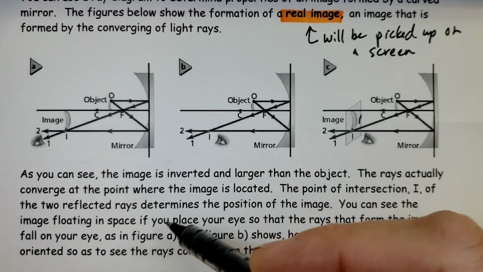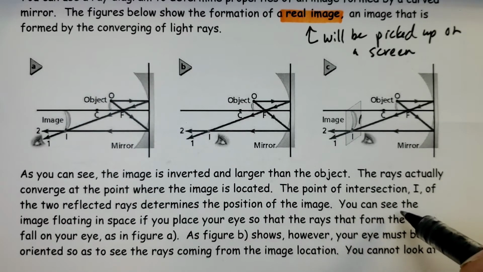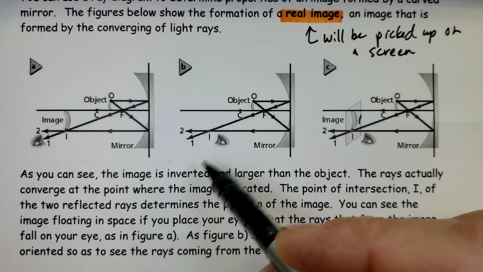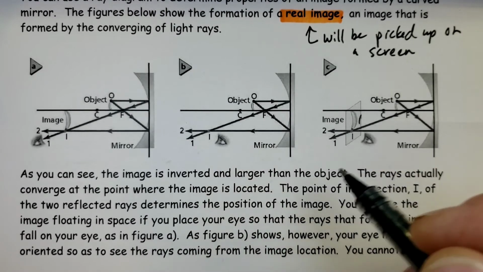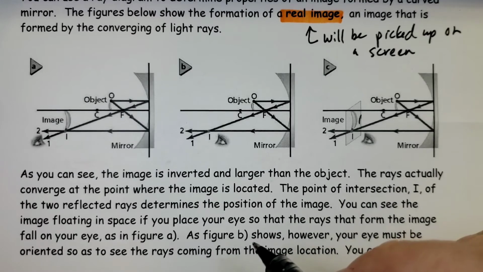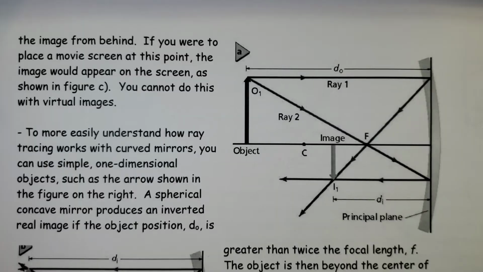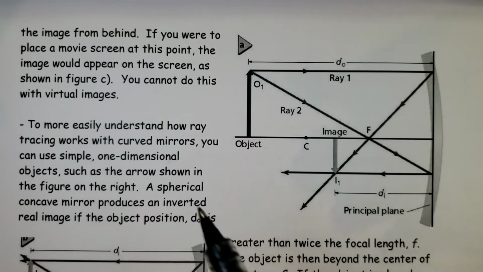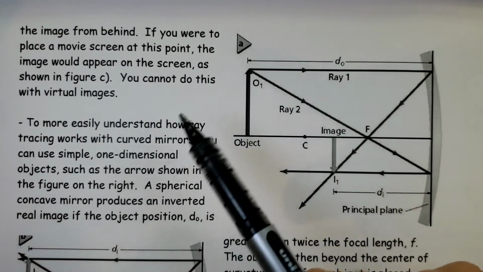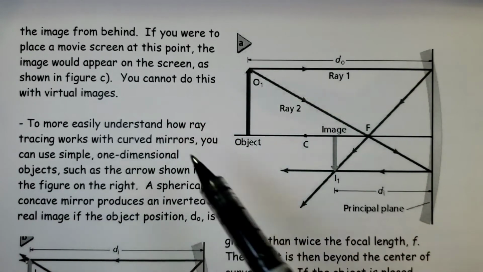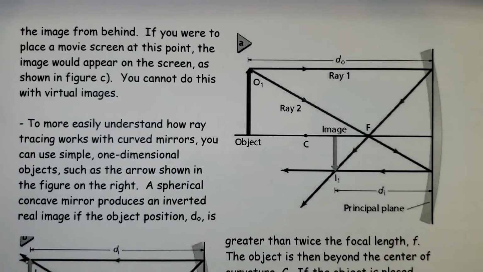You can see the image floating in space if you place your eye so that the rays that form the image fall on your eye, as in figure A. As figure B shows, however, your eye must be orientated so as to see the rays coming from the image location. You cannot look at the image from behind. If you were to place a movie screen at this point, the image would appear on the screen as shown in figure C. You cannot do this with virtual images such as plane mirror images.